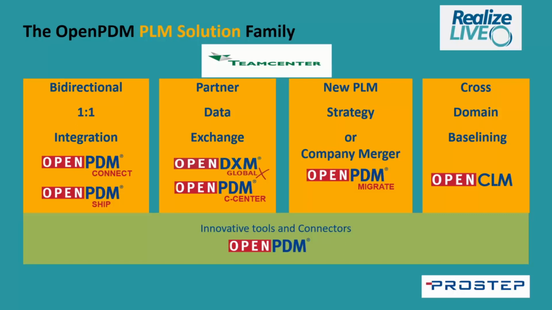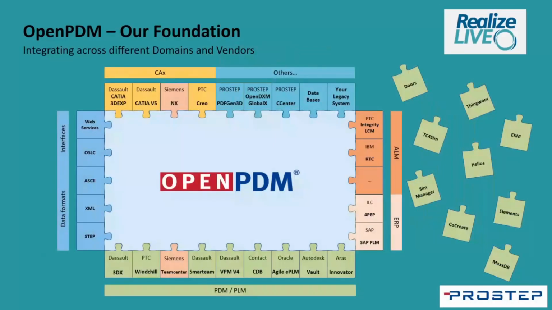And we also offer a cross-domain baselining tool called Collaboration Center, which provides a view of your interconnected systems using our OPENPDM platform. If we look at OPENPDM, OPENPDM is the method to be able to normalize your data across your enterprise. It allows you to relate data from your existing repositories and normalize it across all of your repositories.